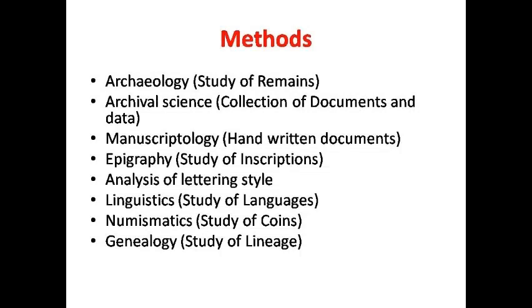Next is manuscriptology. Manuscript means what? Handwritten. Before the printing press was invented, the documents were written by hand. So we call these handwritten documents manuscripts. Next is epigraphy. Epigraphy means what? There were some inscriptions done. Inscription means what? On different metals, there was some inscription, carving done. This is called epigraphy. Then analysis of lettering style. Letters were written in different styles. There were different languages and scripts. Next is linguistics.